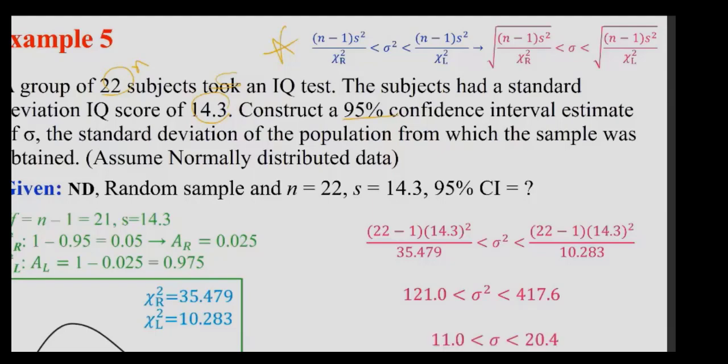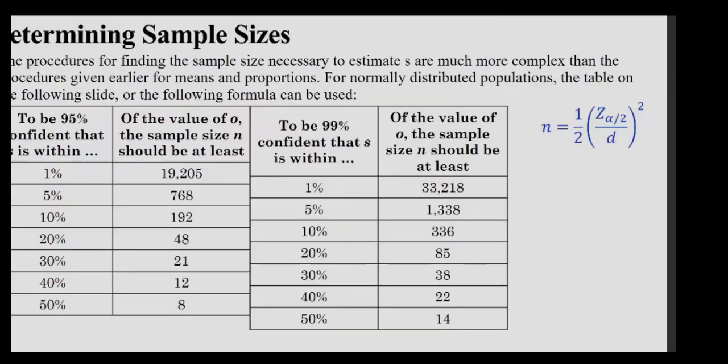So, what does it mean? It's important to be able to verbalize it. So we are 95% confident that the true standard deviation for the population is somewhere between the two. So here's another way of writing it. Based on this result, we are 95% confident that the limits 11.0 and 20.4 contain the true value of sigma, or the population standard deviation.